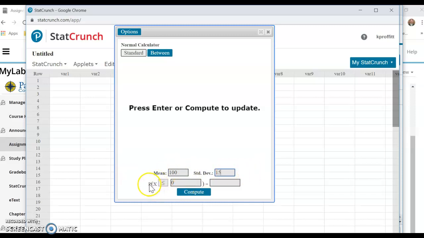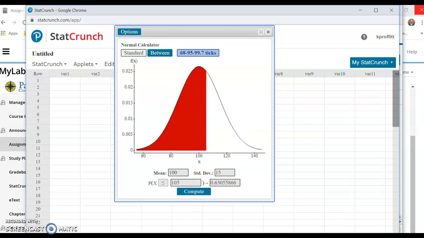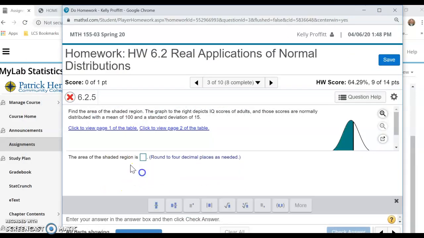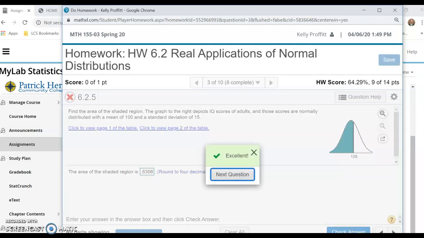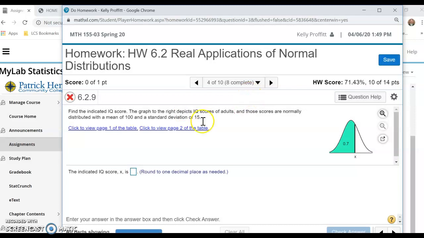Now we were looking for the probability that our x would fall below an IQ score of 105. So we're going to type that in here, and then when we click compute, the area is going to fall over in this box here. And that looks like it's 0.6306. I believe that's what they're going to want. They're going to want 4 decimal places. So the area of the shaded region is 0.6306, and we'll check that, and that's perfect. And we can move on to problem number 4.